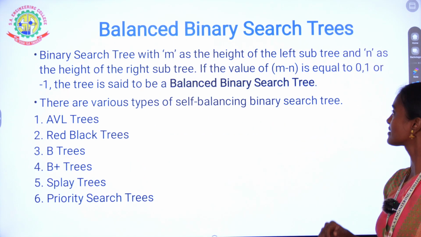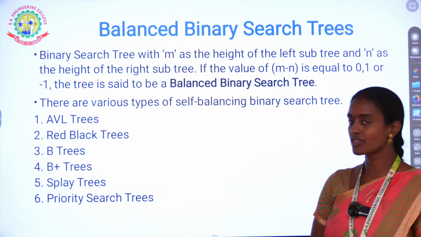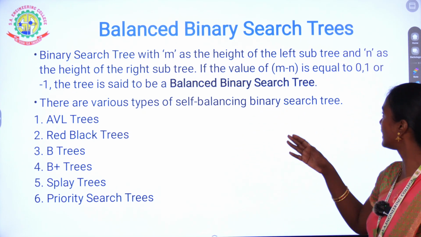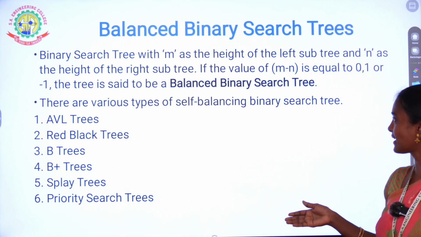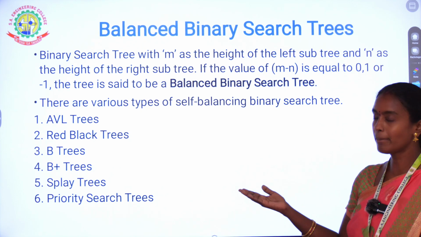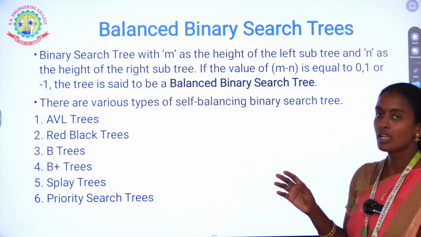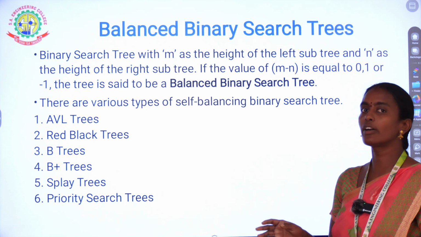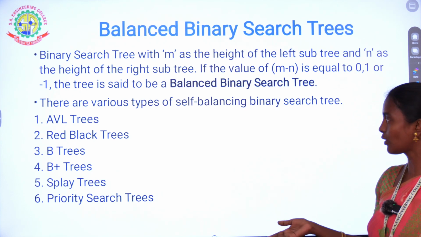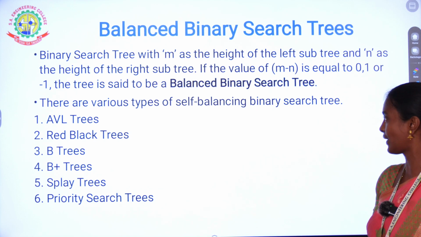What is a balanced binary search tree? Consider a balanced binary search tree with m as the height of the left subtree and n as the height of the right subtree. The value of m minus n should be either 0, 1 or minus 1, which means it is not greater than 1 and not less than minus 1.